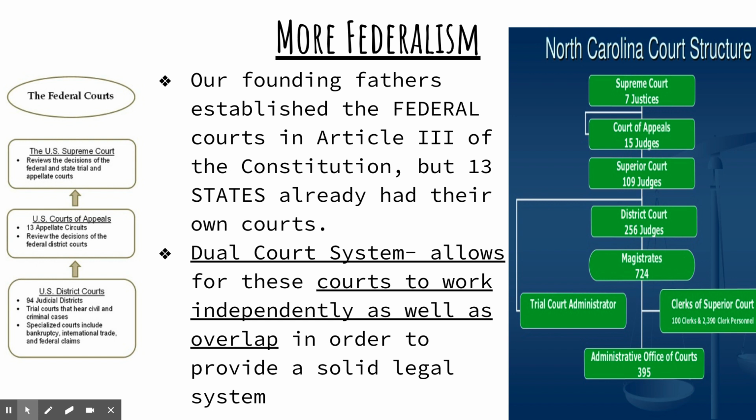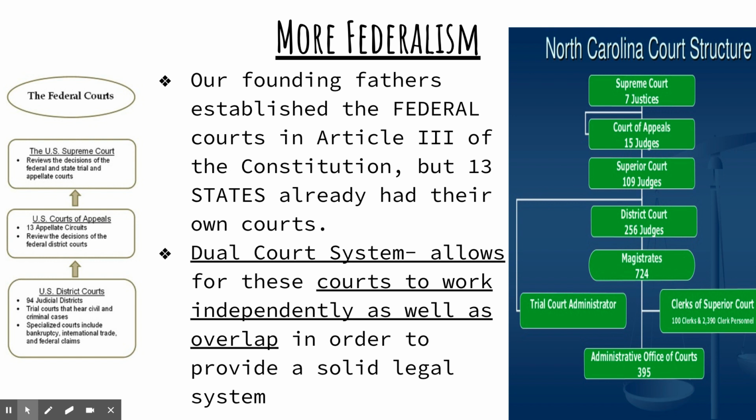So on the left-hand side of the screen, we see the federal courts, which has the U.S. Supreme Court, which reviews the decisions of the federal and state trial and appellate courts. We have the U.S. Courts of Appeals, which is 13 appellate circuits, and they review the decisions of the federal district courts. And then lastly, we have the U.S. district courts. There are 94 judicial districts. The trial courts hear civil and criminal cases. And they also include specialized courts, such as bankruptcy and international trade.